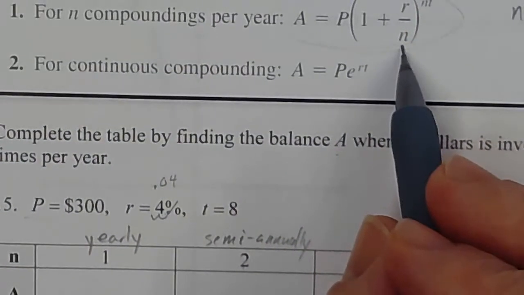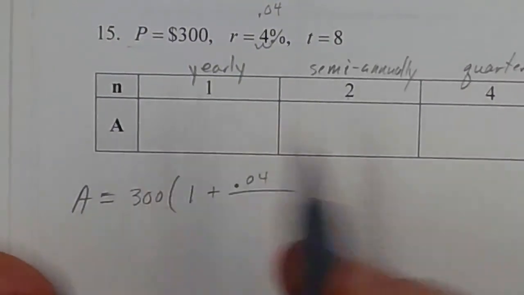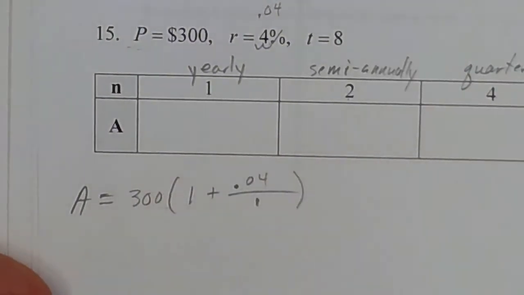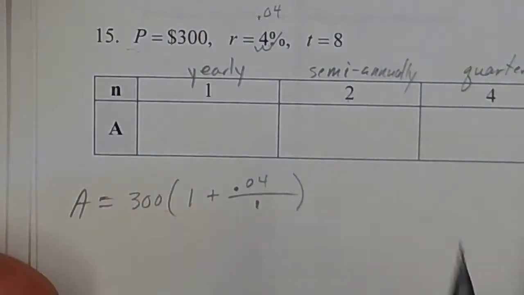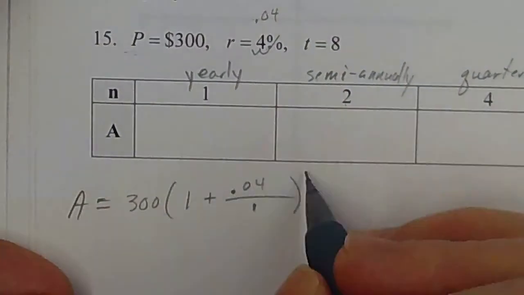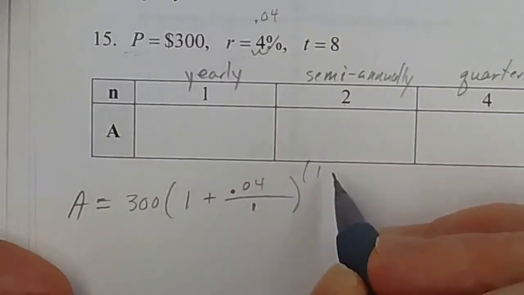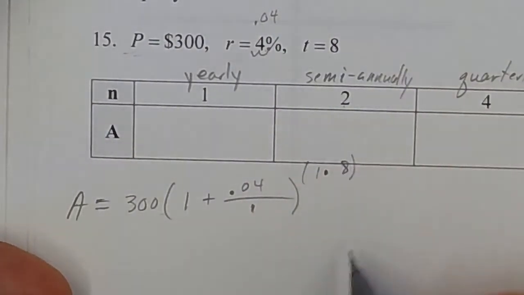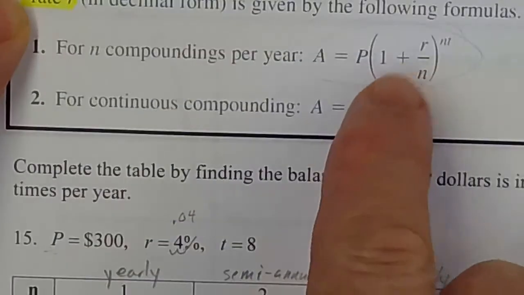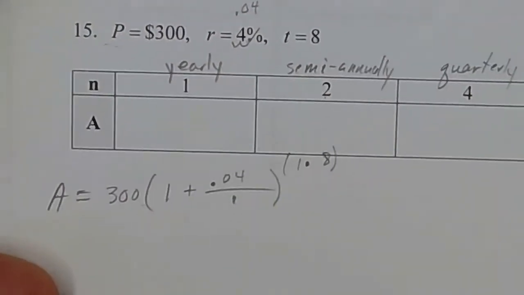N is the number of times it's compounded per year. So right now, N is 1. Then it's raised to the NT. The exponent is going to be NT. So up here, I need N times the number of years, 8. So I'm just collecting the variables and putting them in the right spot in the formula.